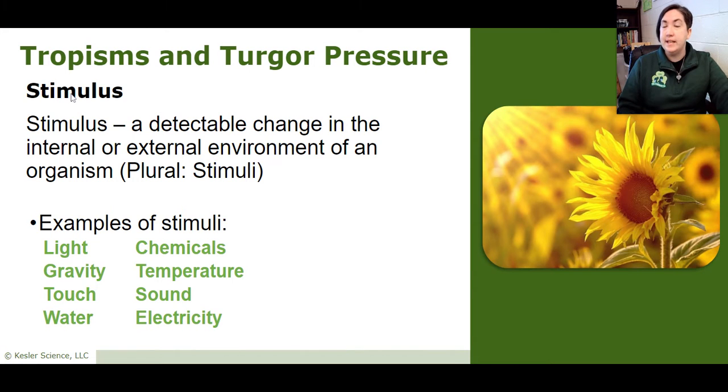So first, let's think about what a stimulus is. And we learned about stimulus response in our human body systems unit. So stimulus is a detectable change in an internal or an external environment of an organism. The plural would be stimuli. Examples of stimuli would be light, gravity, touch, water, chemicals, temperature, sound, electricity.